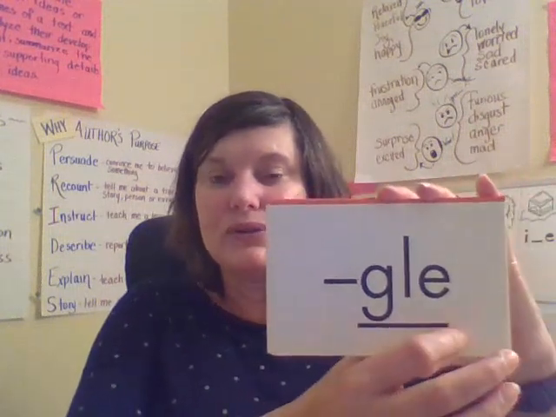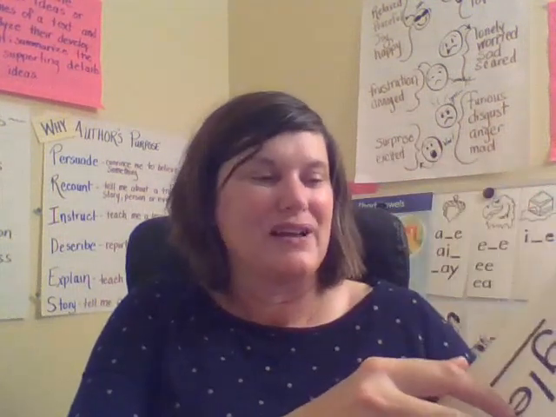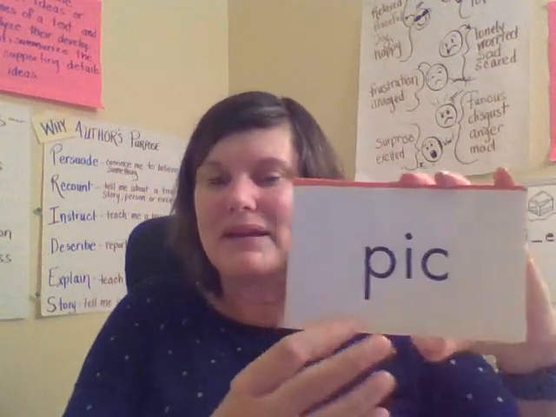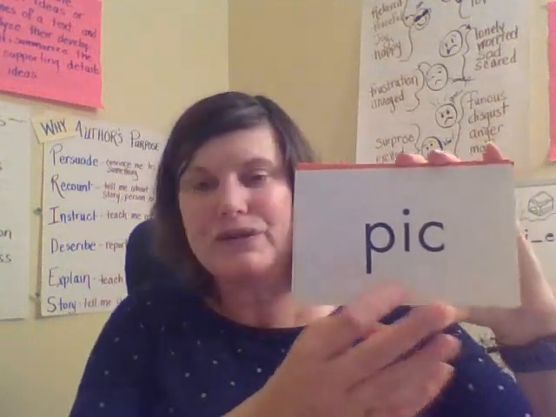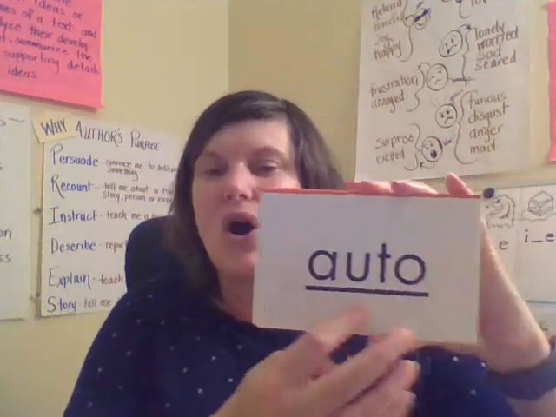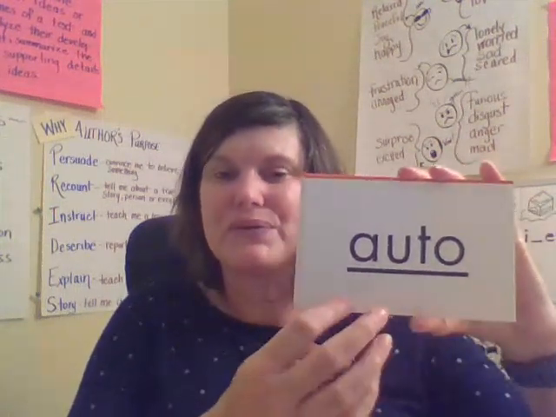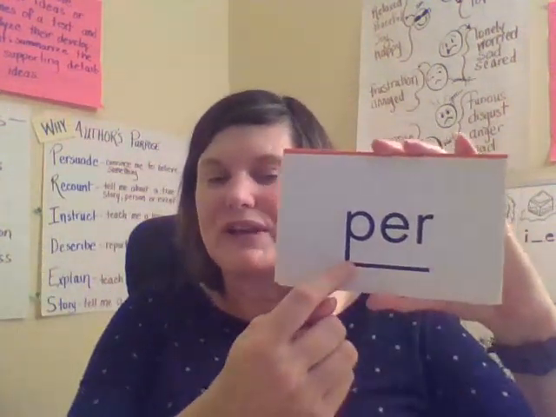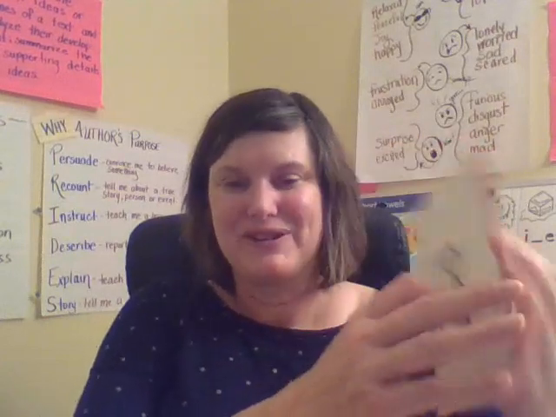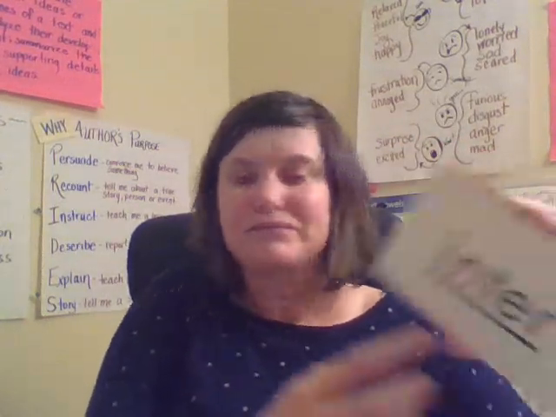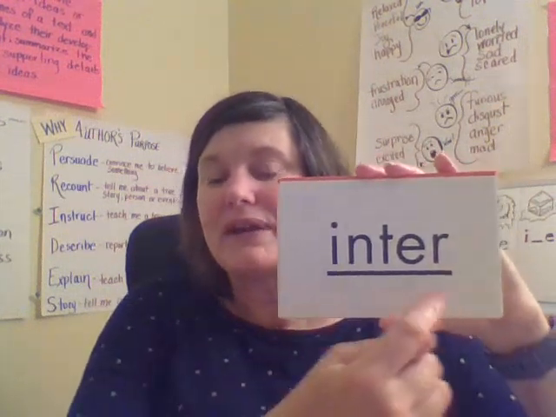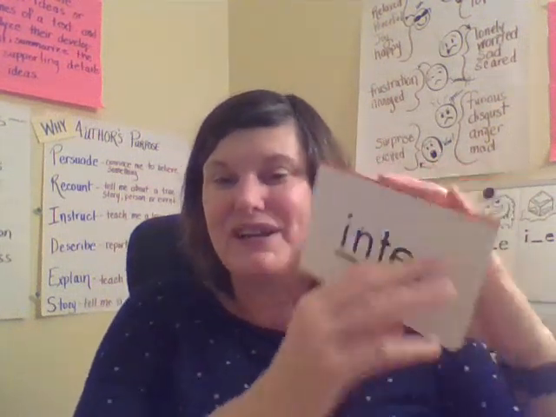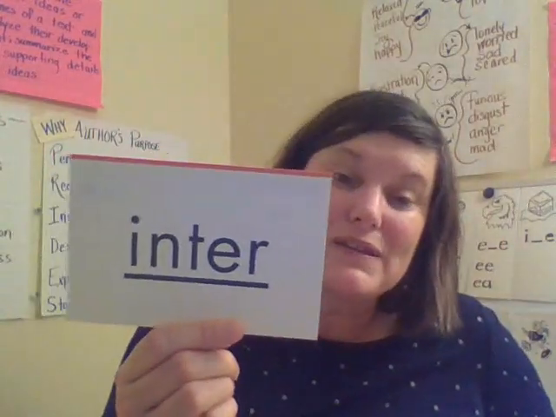Gull. Together, gull. Your turn. Excellent. Pick. Together, pick. Your turn. Good job. Auto. Together, auto. Your turn. Good. And remember, this means self. So if something's automatic, it can do it by itself. Purr, together, purr. Your turn. Good job. Enter, together, enter. Your turn. Good. Like in international, and this means between.